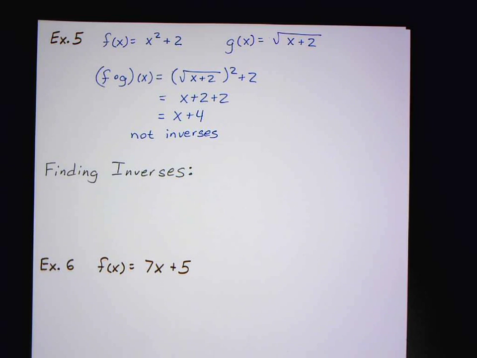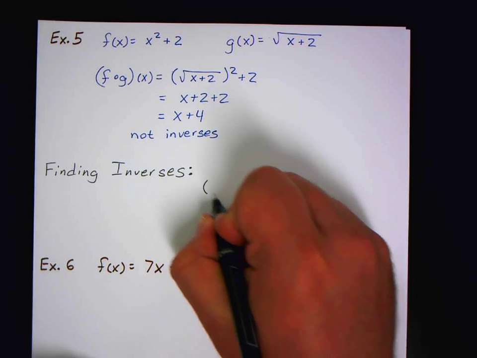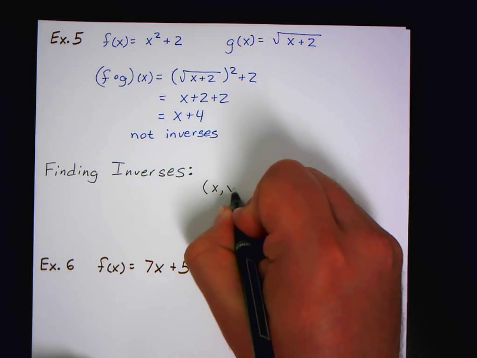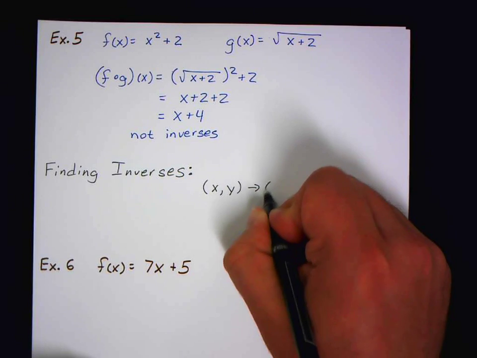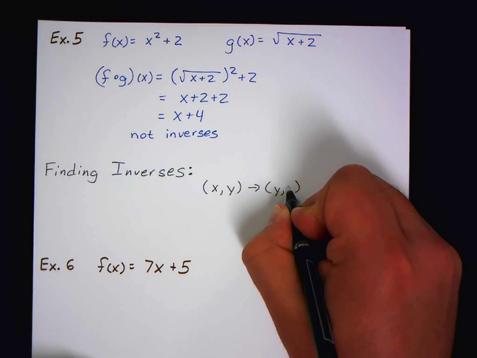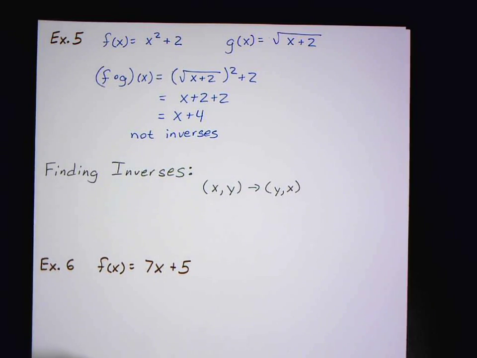Okay, finding inverses, what we're doing is we're using the idea that we had from graphing. When we had graphing, whenever we reflected it, what did we do with each of the ordered pairs? You switched them. So that's what we're doing with this. So graphically, we did this with each of our ordered pairs, right? So that's what we're doing here. We're going to do that with our equations.